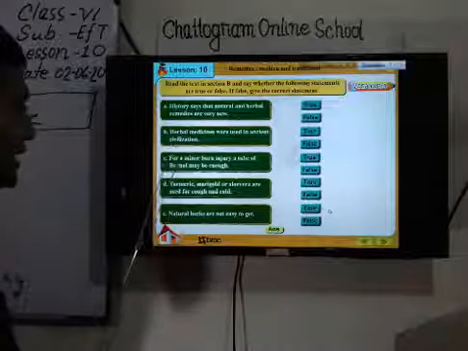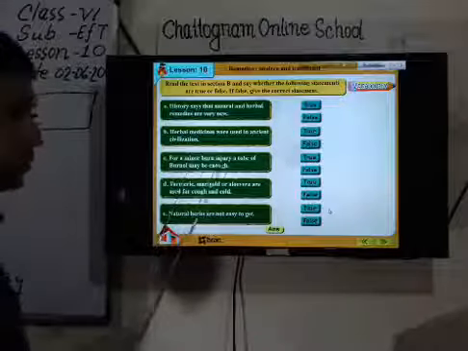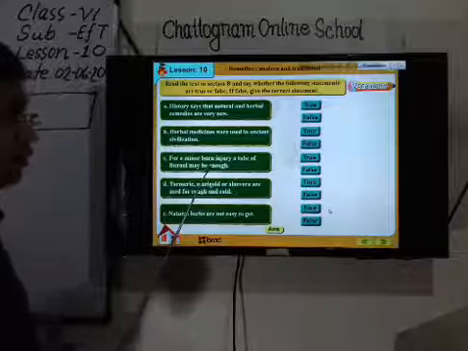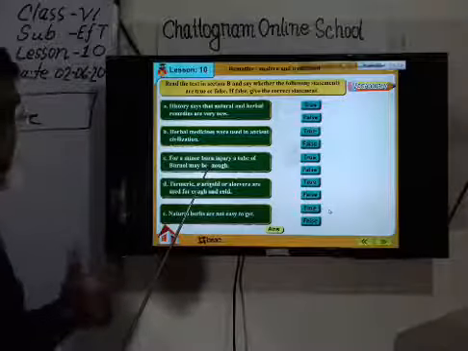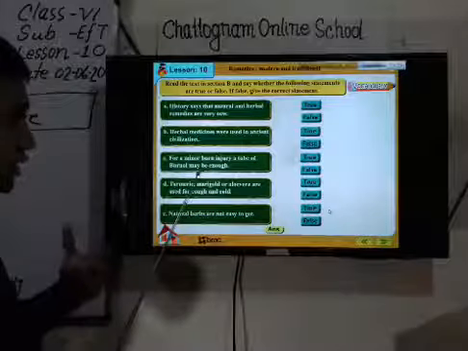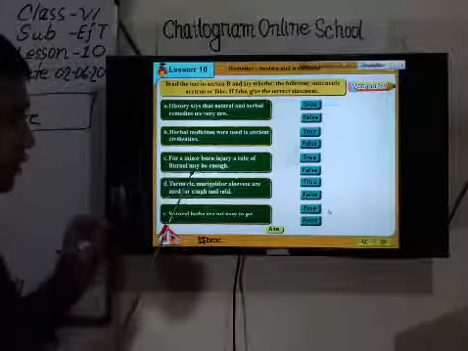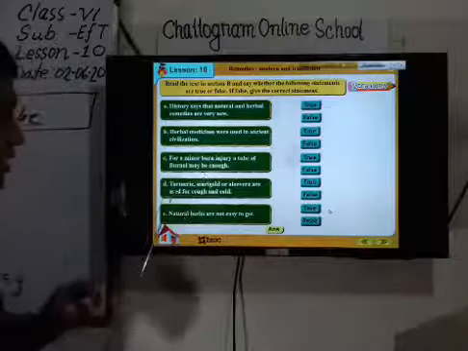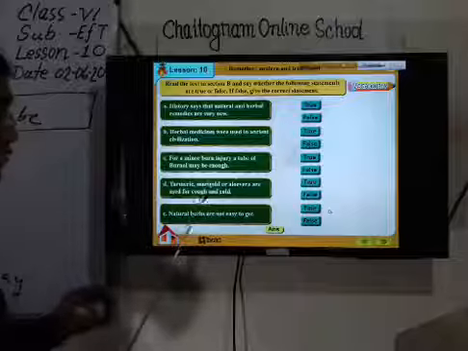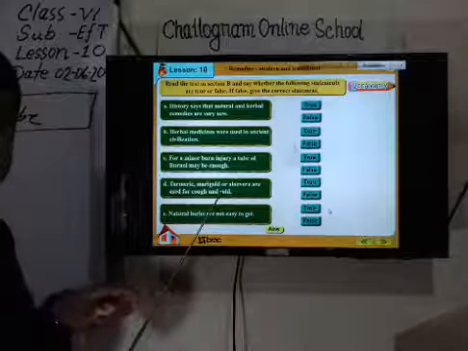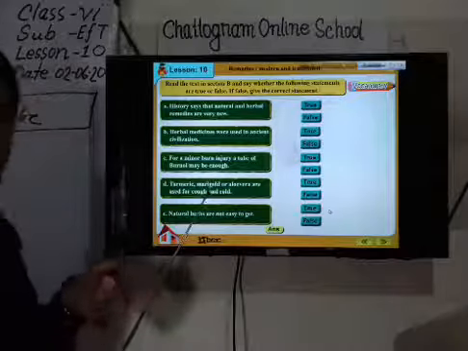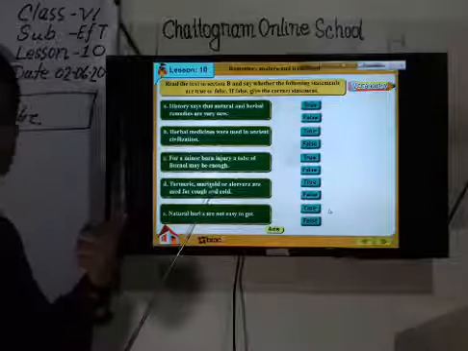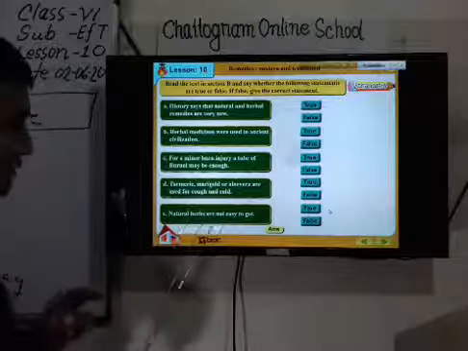You will try. Next, for a minor burn injury, a tube of burnol may be enough. If you have any burn injury, a simple burnol tube is enough. Next, turmeric, marigold, aloe vera are used for cough and cold, but we have seen in the text that they are used for skin problems. So it will be false. Next, natural herbs are not easy to get.